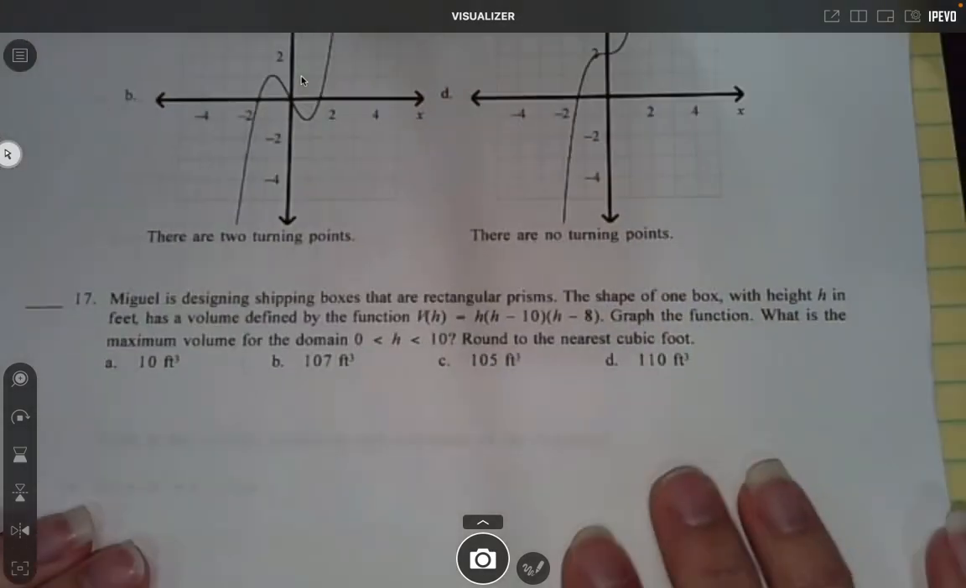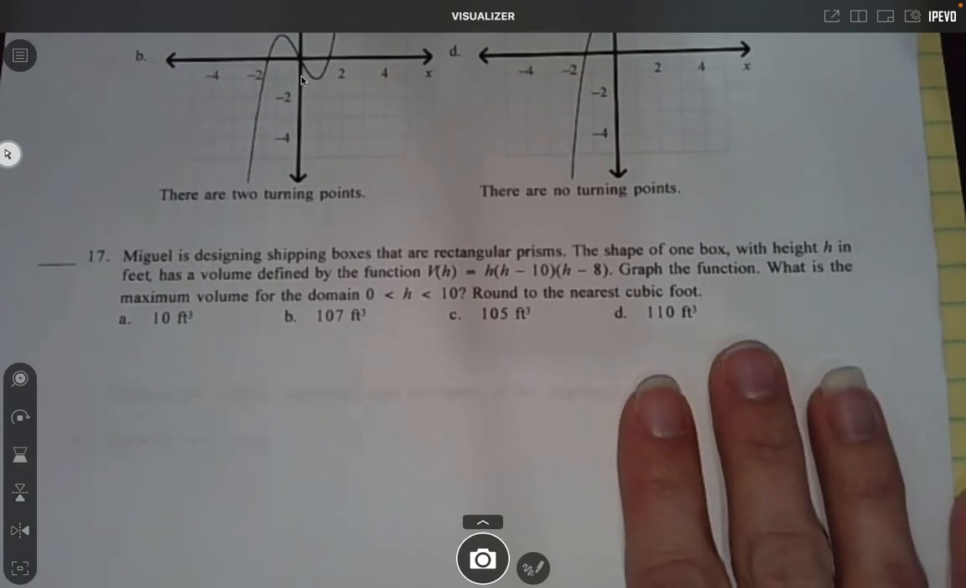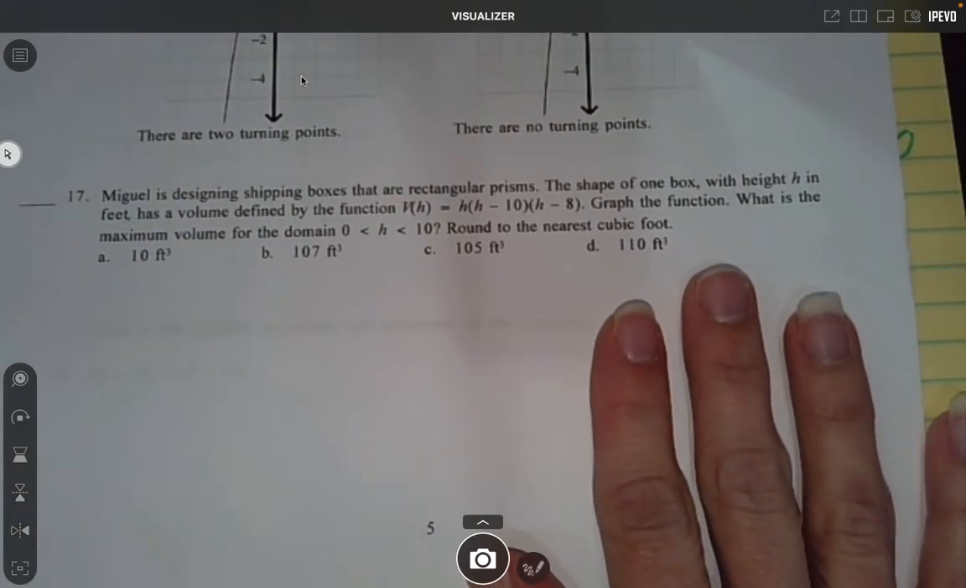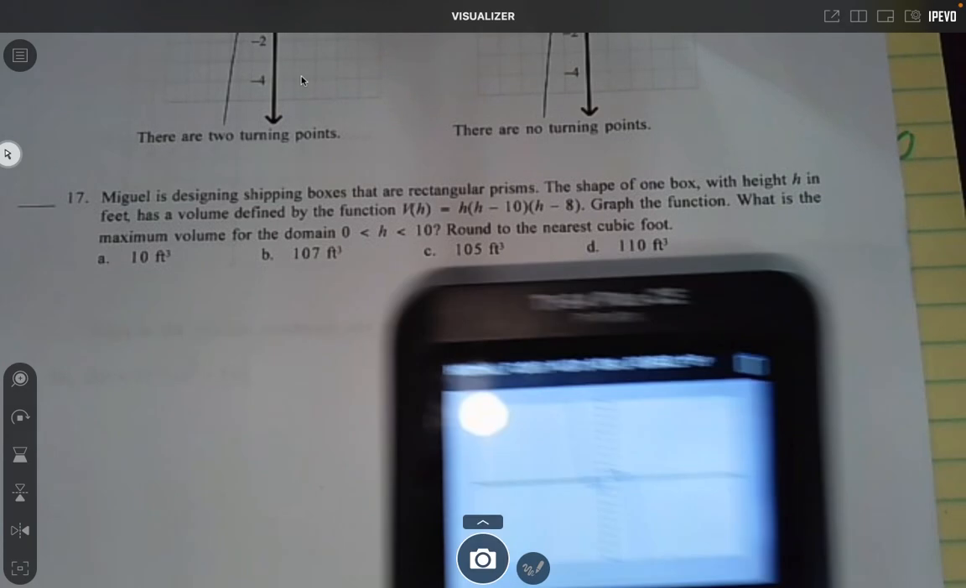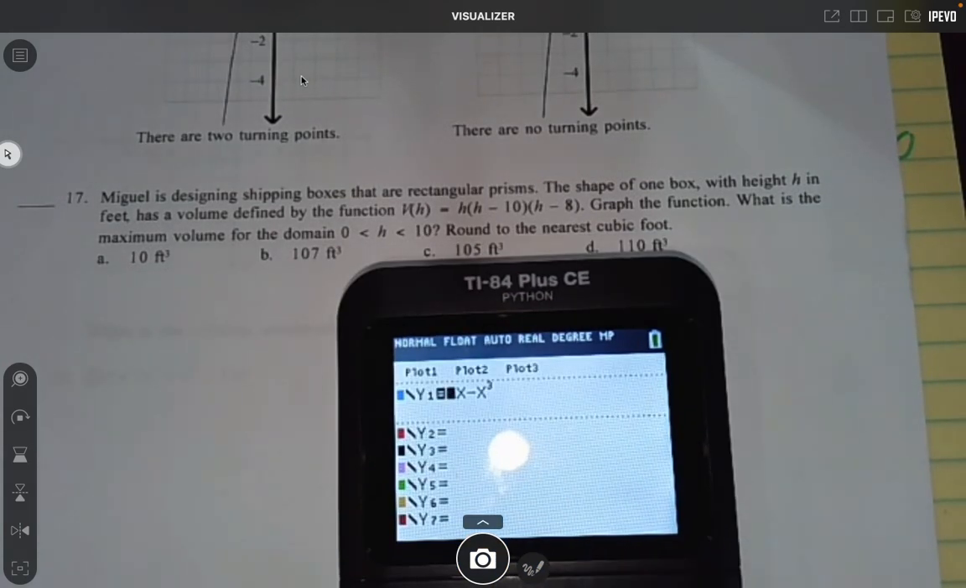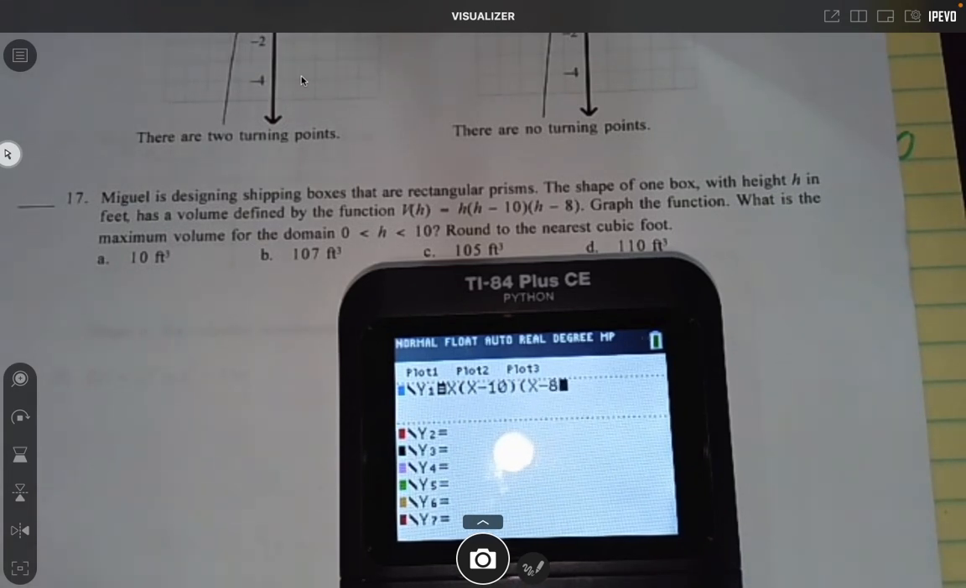This one, again, it's ready for you to graph. Just type it in exactly how they have it. So I'm going to go to y equals, and I can't use h, so I use x, and then x minus 10, or I guess you can use h, but I just use x, and then x minus 8. Is everybody okay with what I've typed in so far? Yes. And now I'm going to graph it.